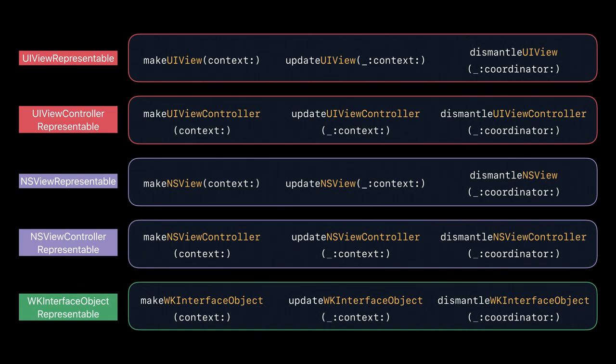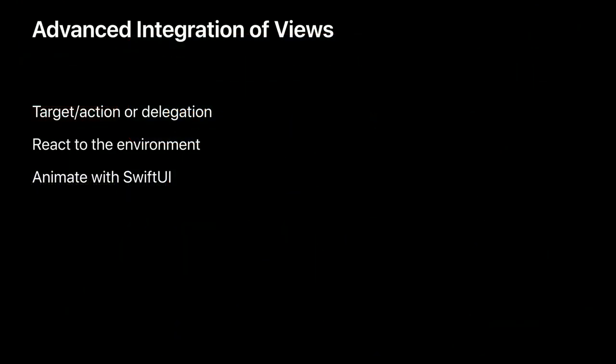So as we mentioned, the make and update methods are the only two required methods. That's all you need to use to simply present your views in SwiftUI. However, views are often complex, and you may want to do more than simply present them. Perhaps you want to expose target action or delegation in SwiftUI. Or you may want to read from the environment of SwiftUI and respond accordingly. It could also be useful to understand if there was an animation on your view.